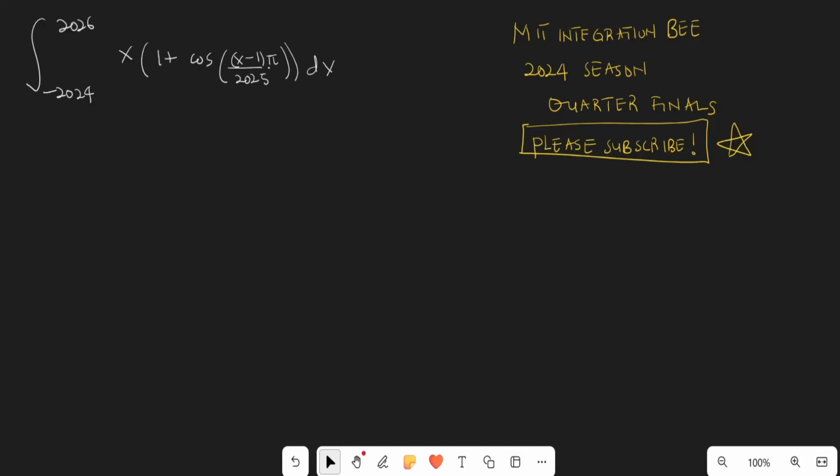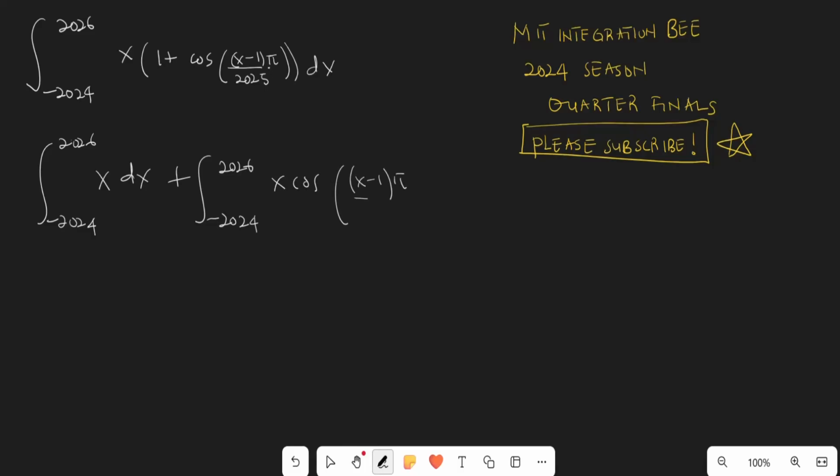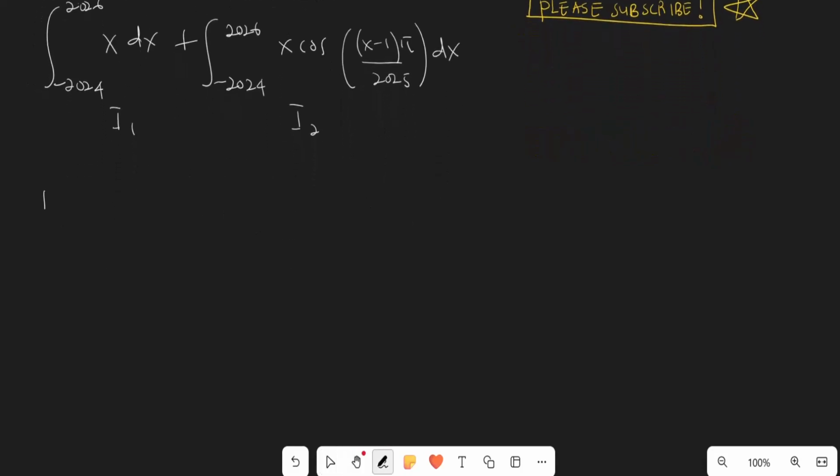So how do you solve this integral? We can start off by splitting this integral into two different integrals: the integral from negative 2024 to 2026 of x dx, plus the integral from negative 2024 to 2026 of x cosine of the angle (x minus 1) times pi over 2025, all this dx. We can call these integral 1 and integral 2.